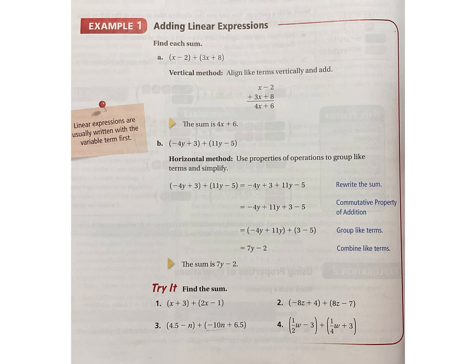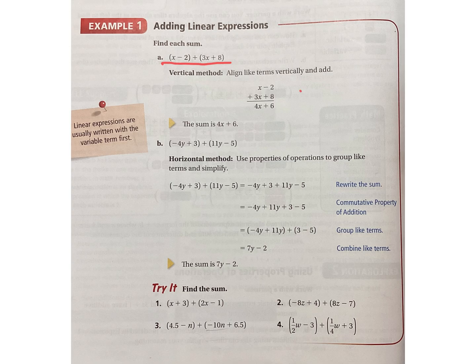All right, here is an algebraic expression, x minus 2 plus 3x plus 8. And it is a linear expression because all the exponents, the x is only one exponent. All right, and the way to do it vertically, I much prefer doing horizontal, but if you like vertical, that's fine too. I just want to show it to you.